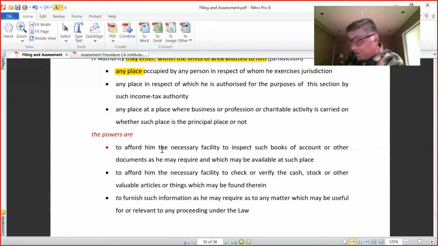Sir, I will go after looking at the books. To afford them necessary facility to inspect books of accounts and other documents as he may require, which may be available at that place. To afford them necessary facility to verify cash, stock or other articles, to furnish such information. The last 5 years returns are there, sir. He can survey.